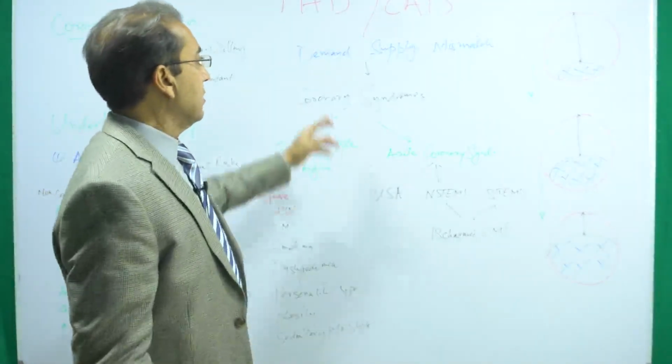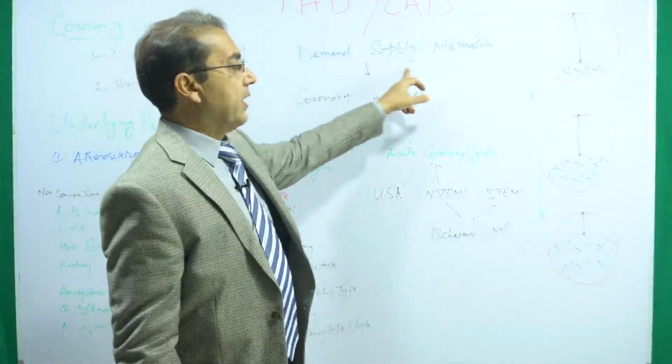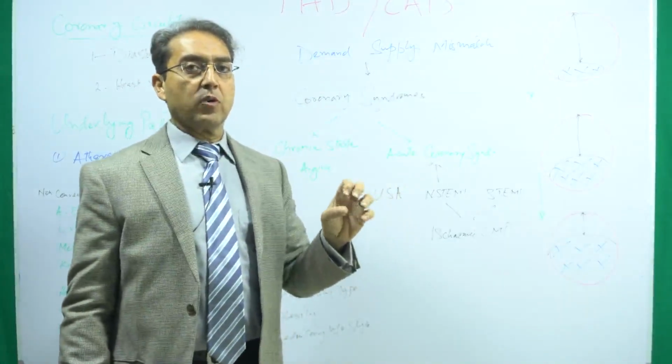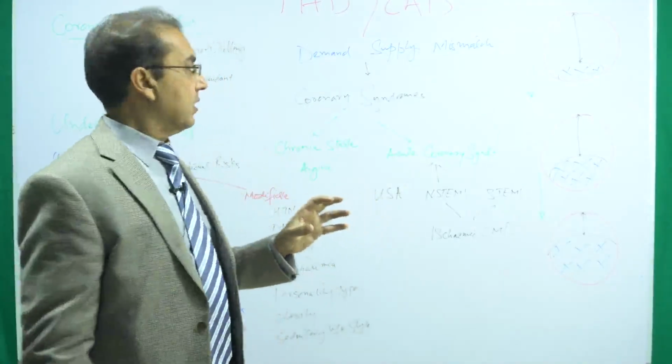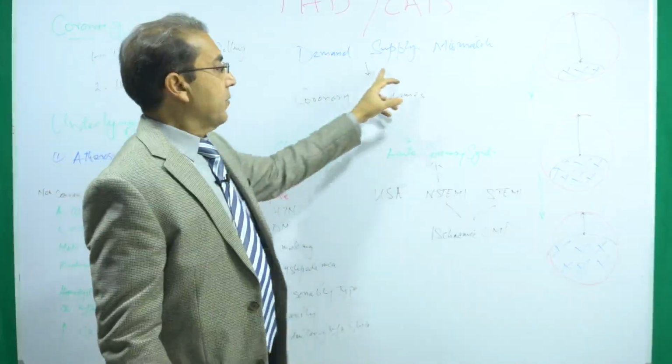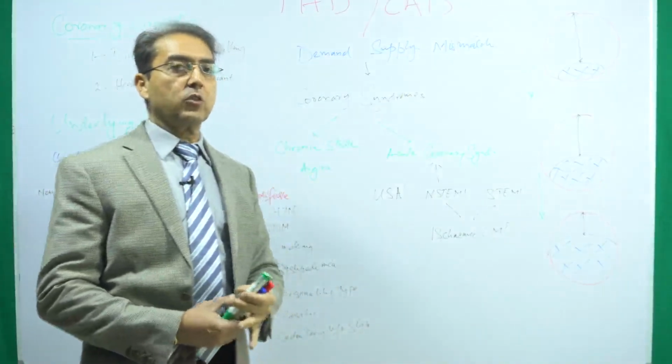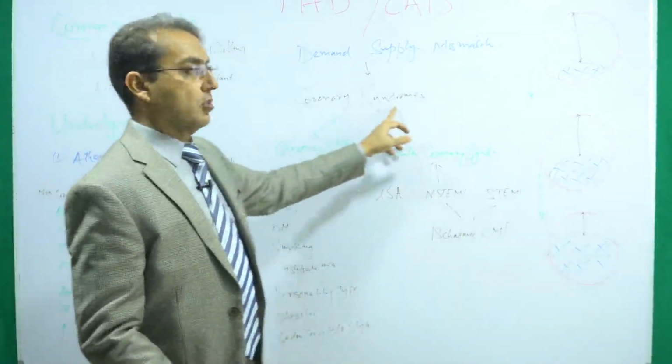Now, when there is a demand and supply mismatch, what happens? When the myocardium is contracting, it requires more and more oxygen. When the oxygen supply diminishes, the patient starts having symptoms. Now, we classify those symptoms into different types of coronary syndromes.